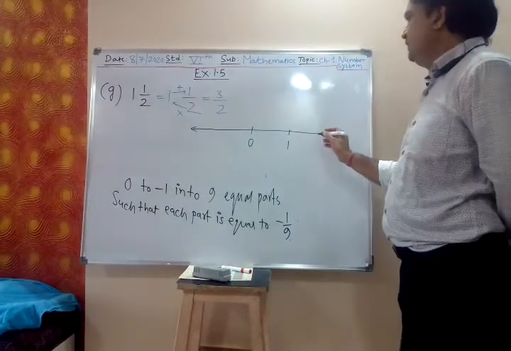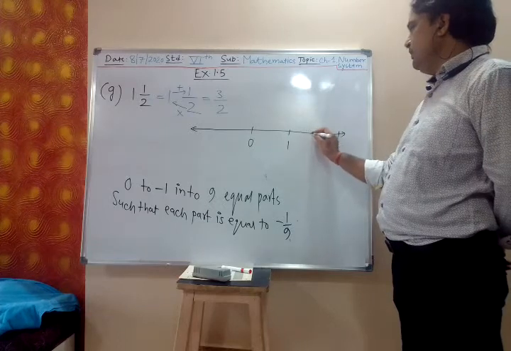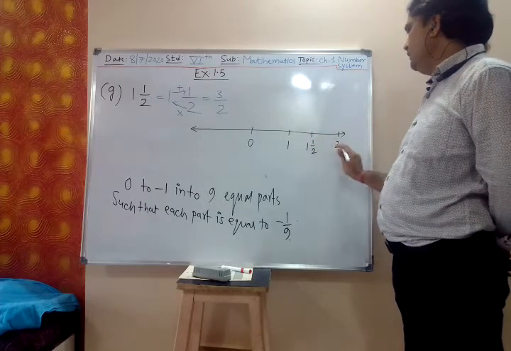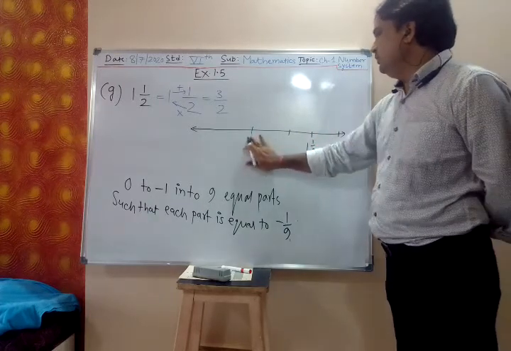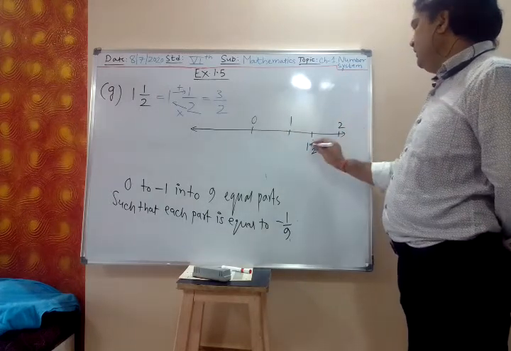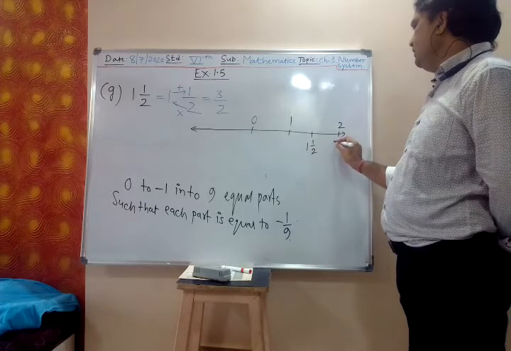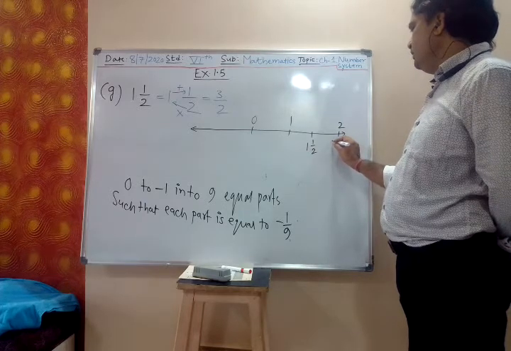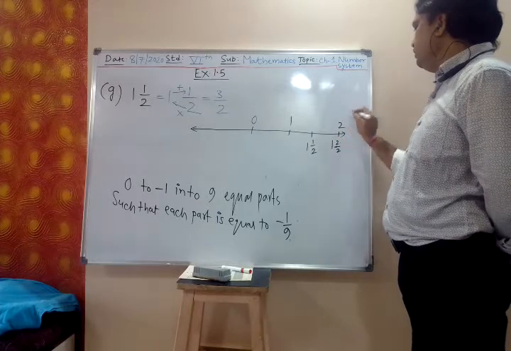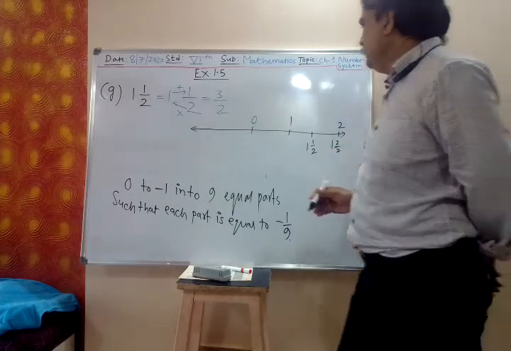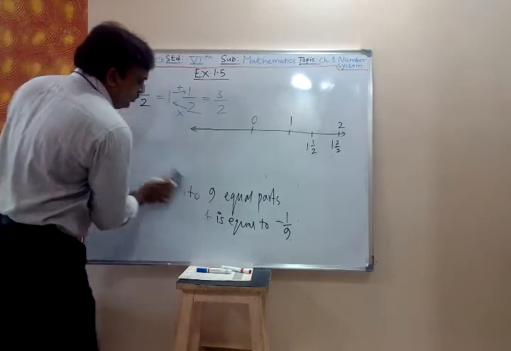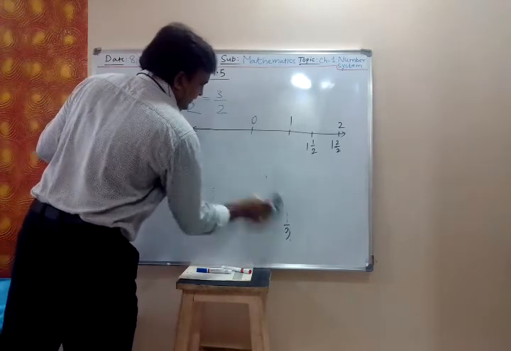So this is 1. Then next is 1 and 1 by 2. This is 0. This is 1. This is 2. Then next is 1 and 1 by 2, next is 1 and 2 by 2. 2 by 2 means 1, 1 plus 1, 2. So we divide this.